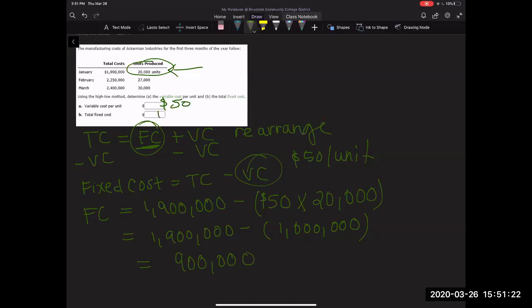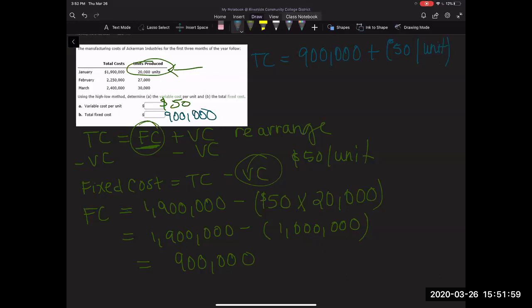My answer for total fixed cost is, that's not $1 million, I lied. That would be $900,000. So to further write out my formula to capture this, it will be total cost equals fixed cost of $900,000 plus my variable cost of $50 per unit. And there we have it, okay?